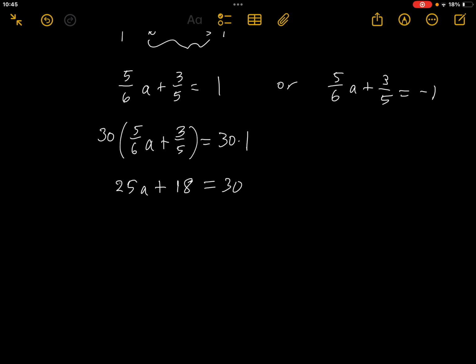Now we just solve as usual. We just subtract 18 from both sides. 30 minus 18 is 12. And divide both sides by 25. So a is 12 over 25. We still have one more. Well, it's pretty much the same except with a negative 1 instead of a 1. So I'm going to multiply both sides by 30.